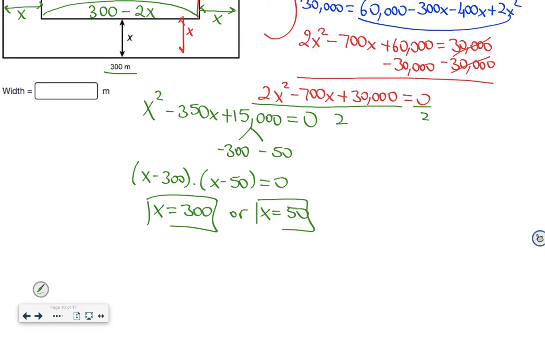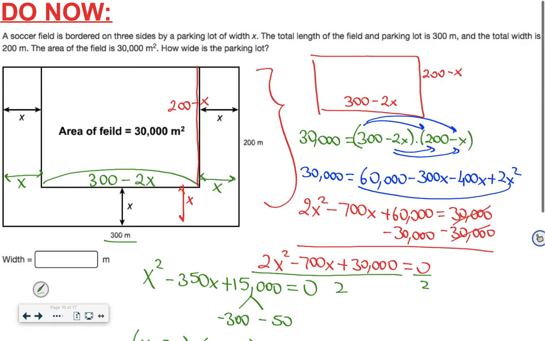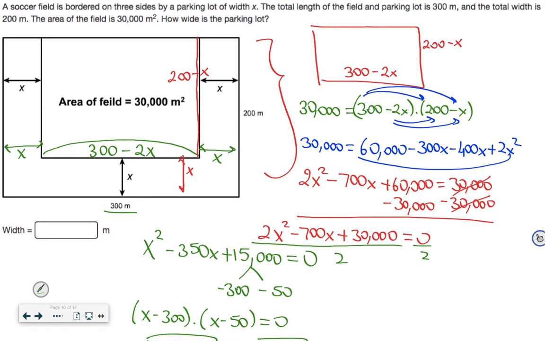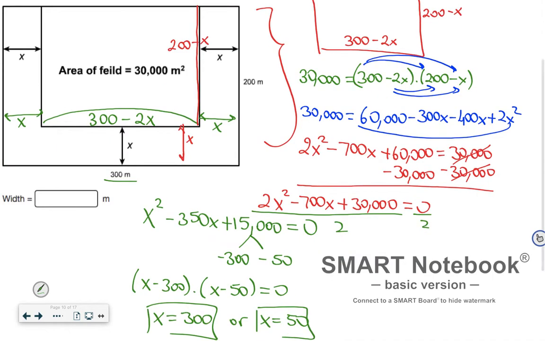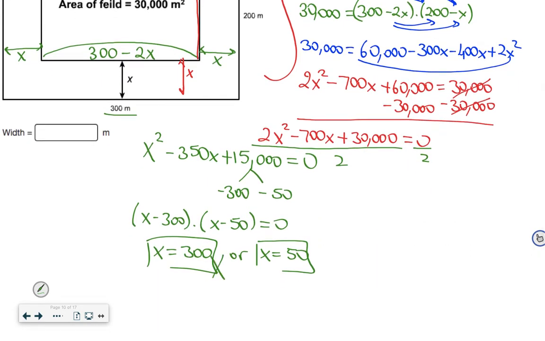When you go back to the question, 2x cannot be 300 because the whole length is 300. So that's why your answer is going to be 50. 50 meters is your answer.